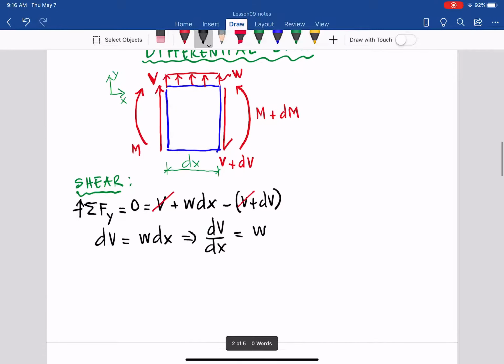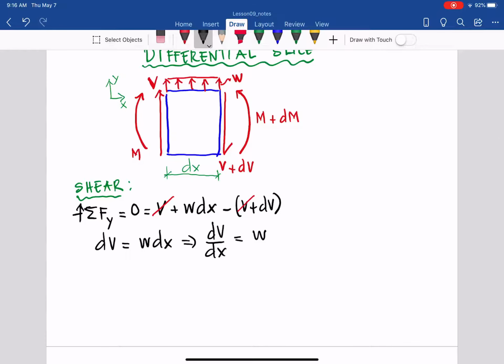So what do I have in there? dV over dx. As you can see, dV over dx, like dy over dx, is basically the first derivative of a function, in this case, the shear equal to something. The first derivative, if you recall, is the slope, right? The slope of the shear diagram.